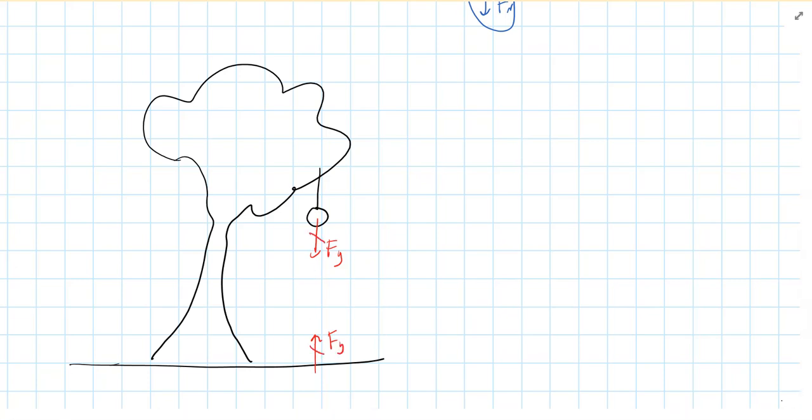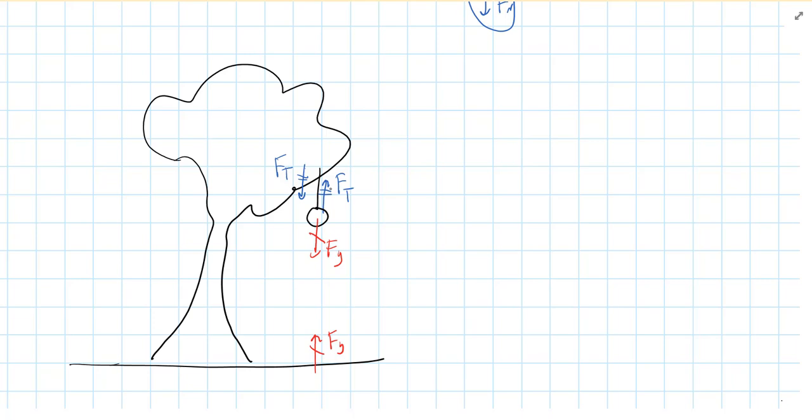Another action-reaction pair is tree pulls up on apple. That may be a tension force. Okay, what's the reaction force? Apple pulls down on tree. And those two arrows will be the same. Okay, those two blue arrows. Now, again, if the apple's not moving or accelerating, the red and the blue arrow will be the same too. But if the apple's doing something, swinging or something, then those won't be the same.